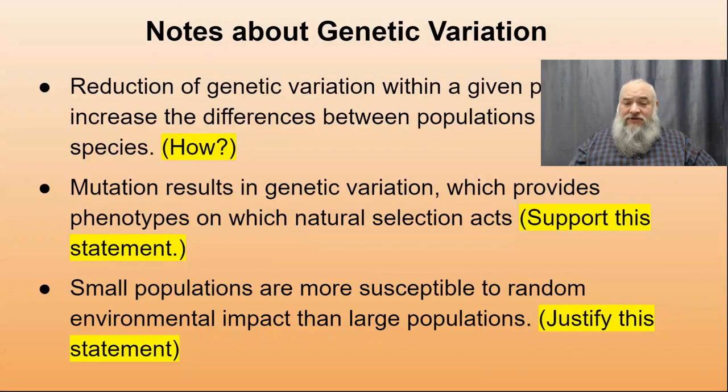Lastly, small populations are more susceptible to random environmental impact than large populations. Small populations are more likely to be impacted by some random environmental impact than large populations. Can you justify that?